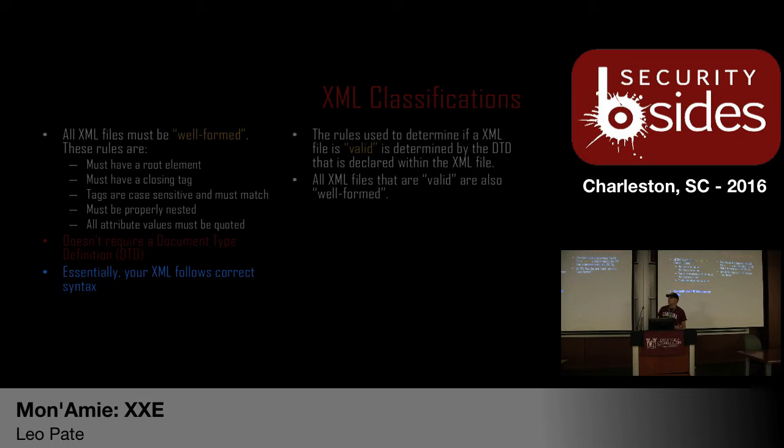To understand XML, there are two classifications. XML files are either well-formed or valid. If they are valid, then they're also well-formed. The rules for well-formed are: they must have a root element, so there must be a thing that this whole XML file is. It must have a closing tag, so start and close. Tags are case sensitive and they must match. They must be properly nested, and all attribute values must be quoted.